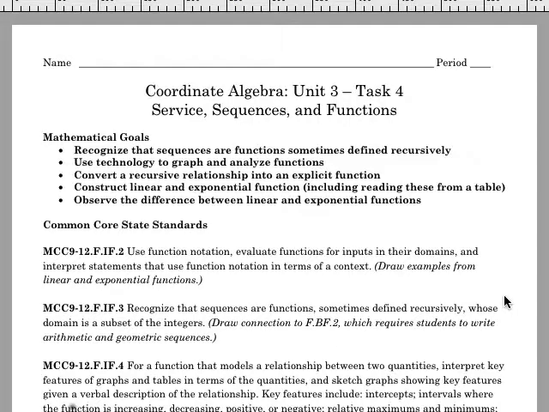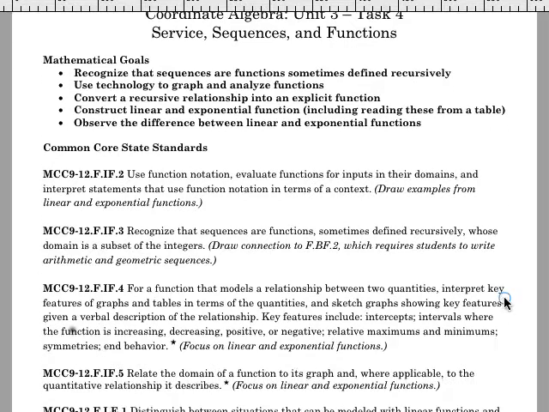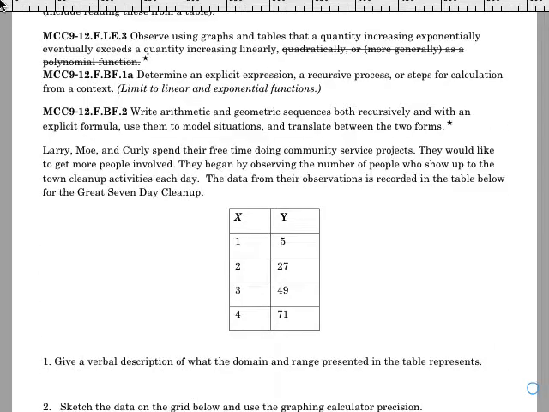Welcome to task 4, sequences and functions. In this task again, you start with your mathematical goals and standards.